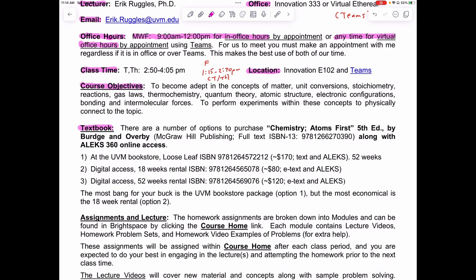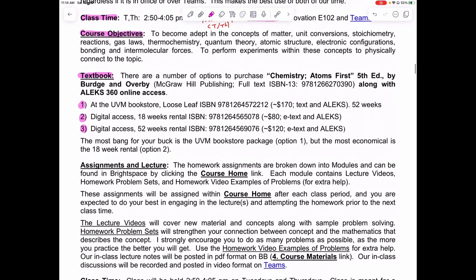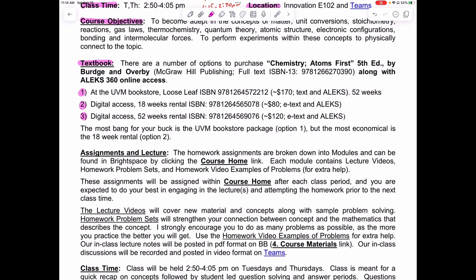And there's a couple of options in terms of buying. There's the big loose leaf, which is really the physical textbook.